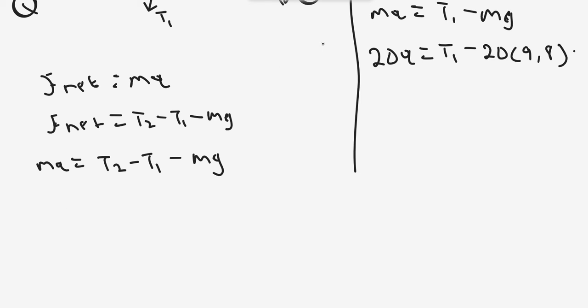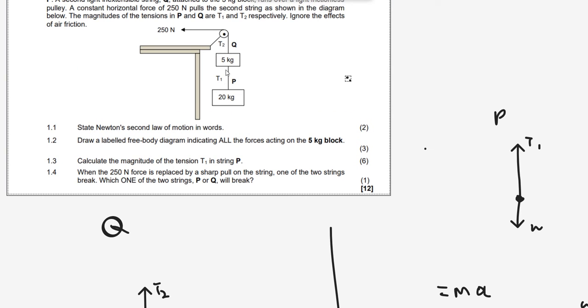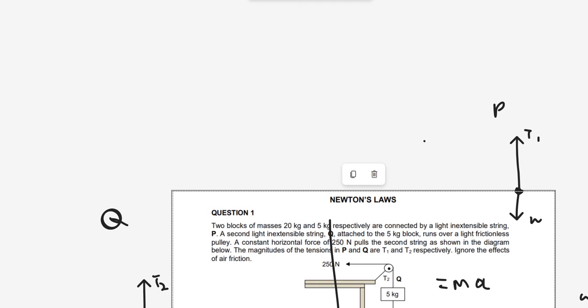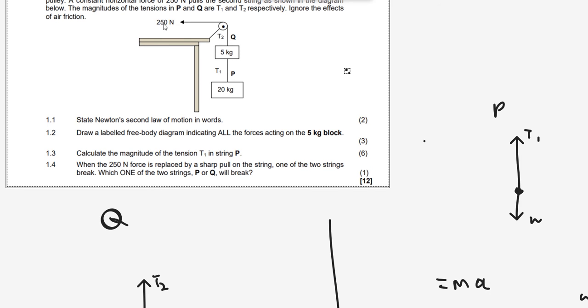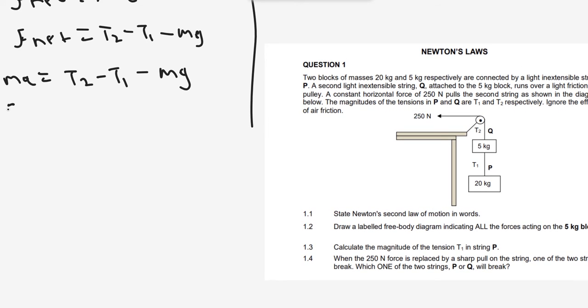And then our mass for object Q now. So mass for object Q is 5 kg. Here's our diagram. So mass for Q is 5. So here we're going to have 5, and our acceleration is still a, equals to, our T2 is unknown. Oh, we have T2, sorry.